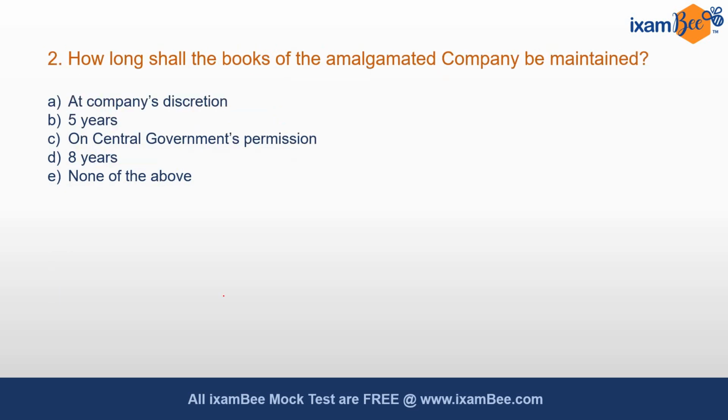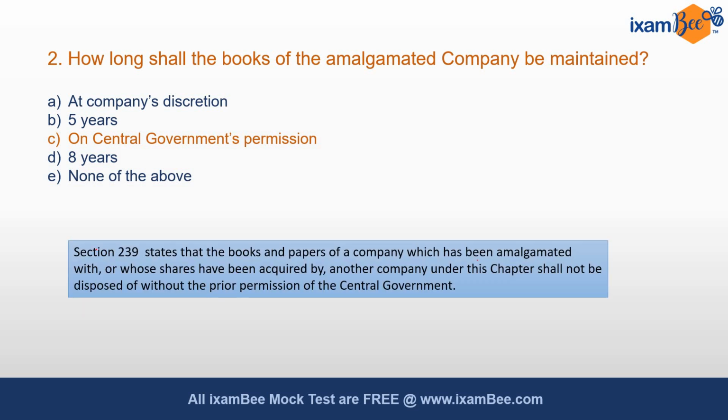Second question is, how long shall the books of amalgamated company be maintained? So the answer here is on the central government's permission. This is clearly stated in section 239, which states that the books and papers of a company which has been amalgamated with or whose shares have been acquired by another company under this chapter shall not be disposed of without the prior permission of the central government.